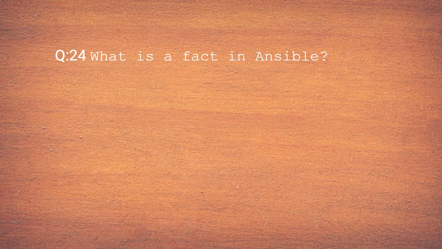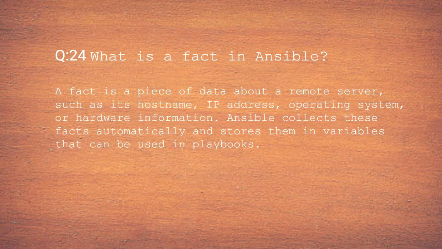What is a fact in Ansible? Facts may be many things, but most of the time we use the word fact for the information we gather from a remote host, like what its OS is, its IP address, public IP address, private IP address, what OS version is there, what its family is. Multiple pieces of information are there, like host name, IP address, operating system, hardware information.